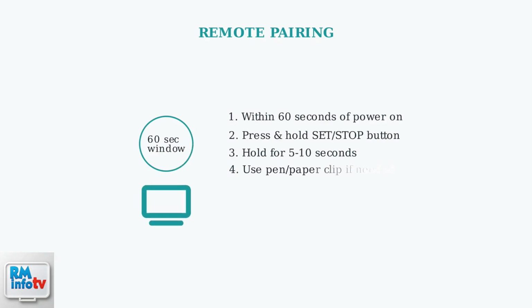Now it's time to pair the remote with your fan. Within 60 seconds of restoring power, press and hold the set or stop button on the remote for 5 to 10 seconds. This button is usually located on the back of the remote or in the battery compartment. You may need a pen or paper clip to press it.